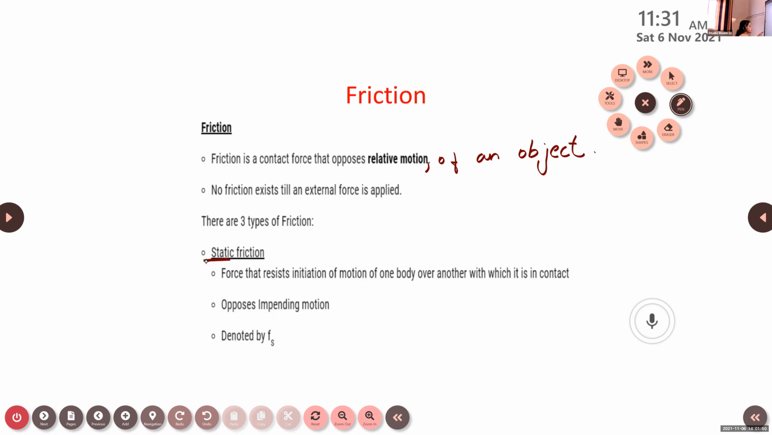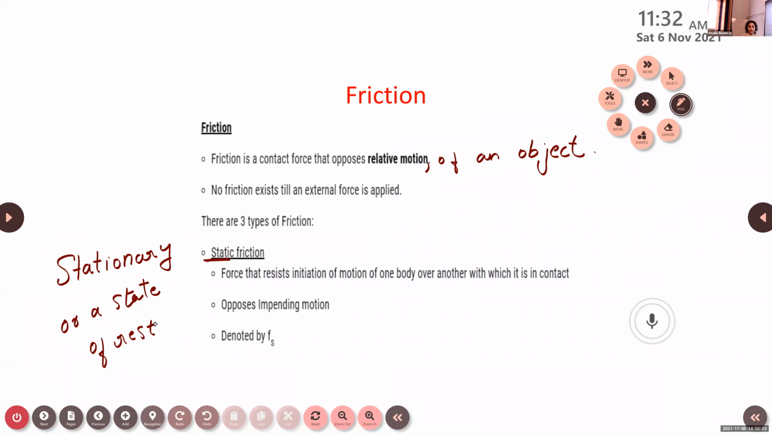Static means stationary, or a state of rest. That is what is meant by static. So static friction, as its name implies, is a frictional force which arises when a body is at rest on the surface of another body. This is what is known as static friction.